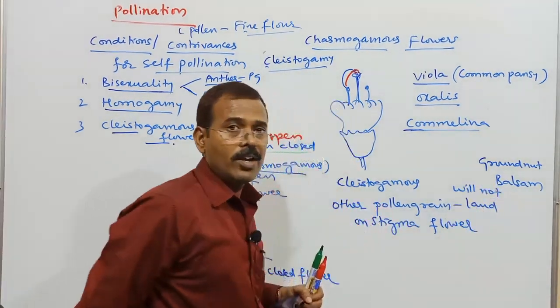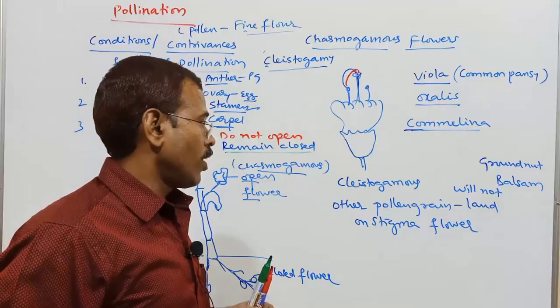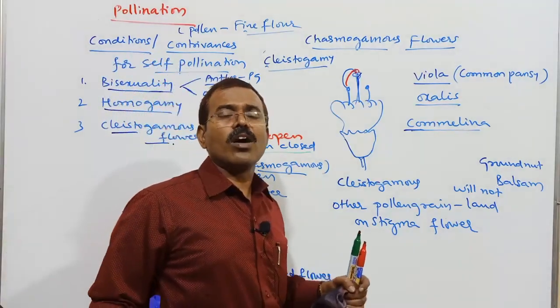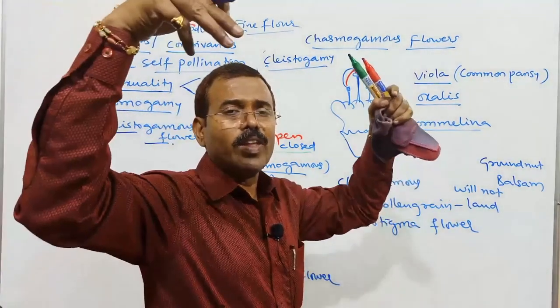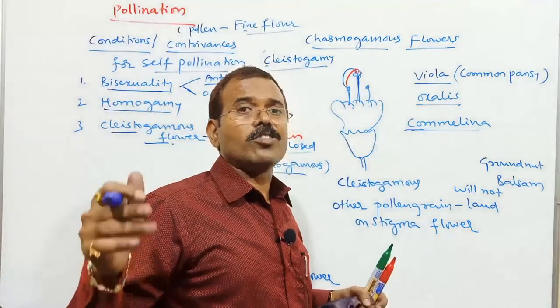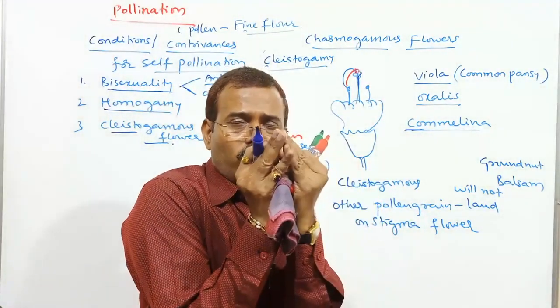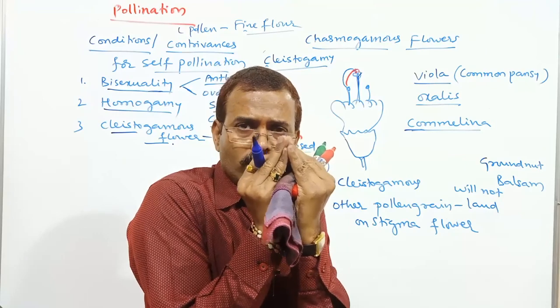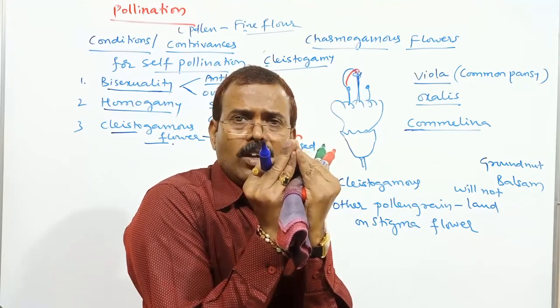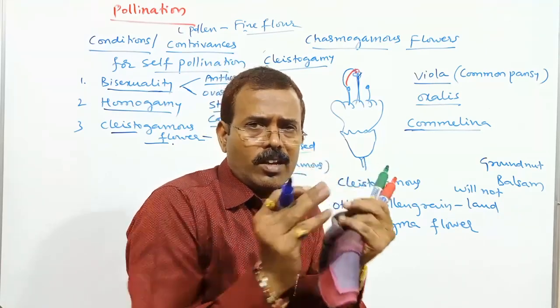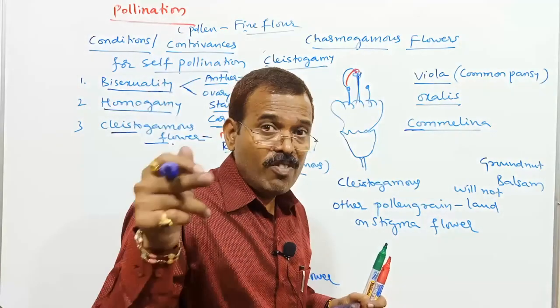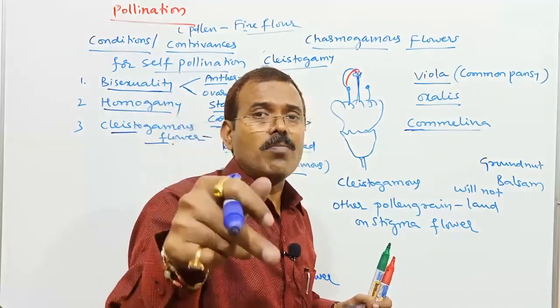Pollen will not land on the stigma of that flower. So there is no chance of other pollen grains falling on the stigma of the flower in a cleistogamous flower. In the cleistogamous flower, as the flower remains closed, there is no chance of cross-pollination. Invariably they are autogamous. They are self-pollinated.